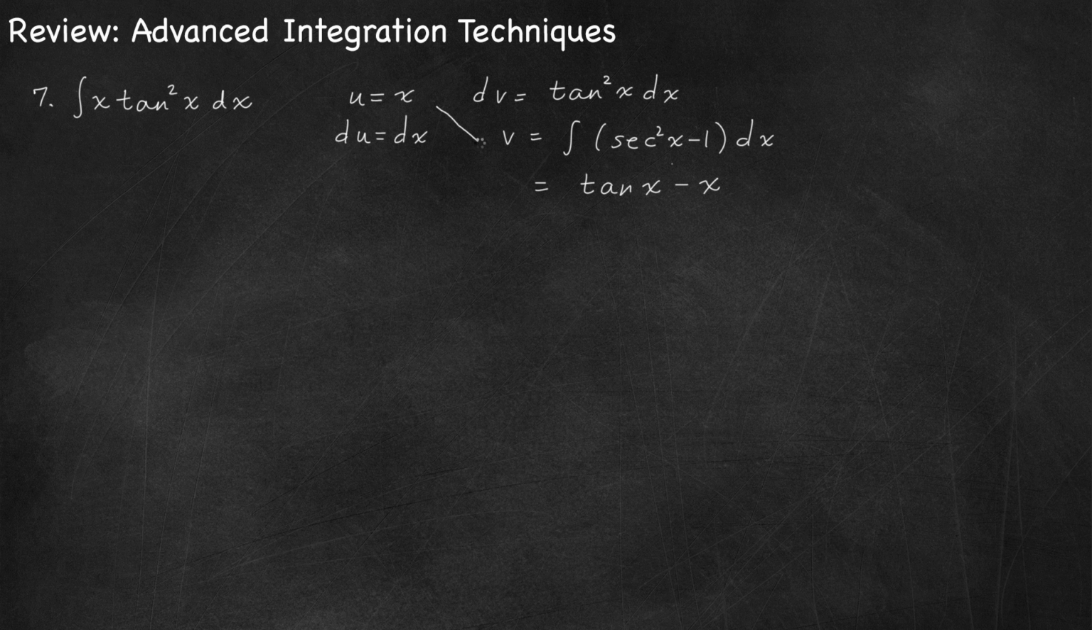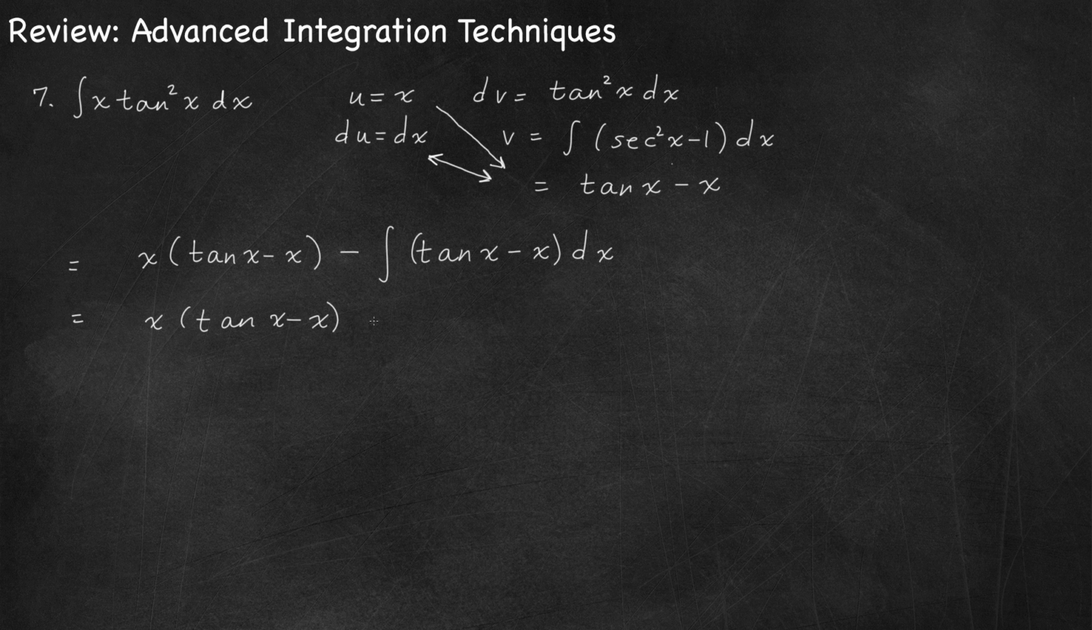For parts, we want to take our u times our v. So x times tan x minus x minus the integral, and then we want to integrate our v du. So we want to integrate tan x minus x times, and then that's just dx, equals x tan x minus x minus the integral. To integrate tangent x, I'm going to write that as sine x over cosine x.